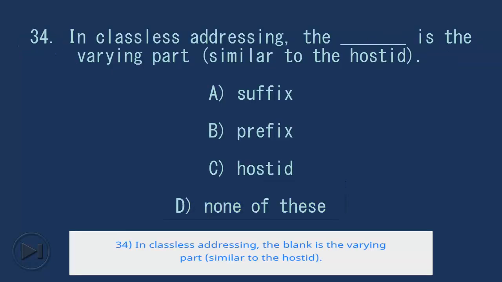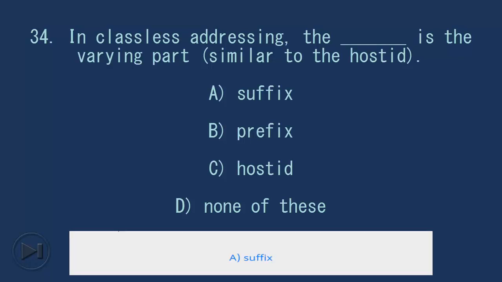34. In classless addressing, the blank is the varying part, similar to the hostid. A, suffix. B, prefix. C, hostid. D, none of these. Answer, A, suffix.